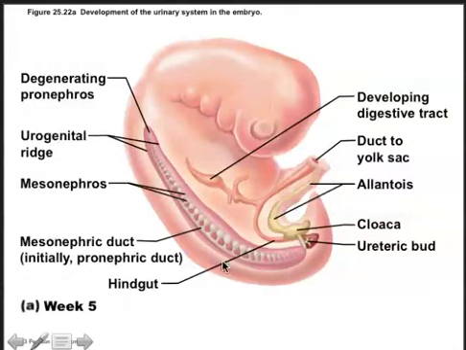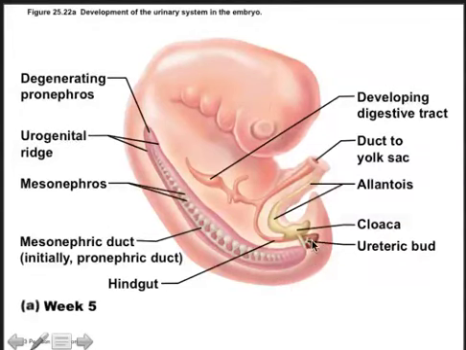Okay, so you can see here the pronephros and the mesonephros, and then what's going to happen is that this tissue is actually going to move inside the embryo. This is called morphogenetic movement. This is done primarily as a result of chemical cues that are given off by developing tissue. This is the ureteric bud.